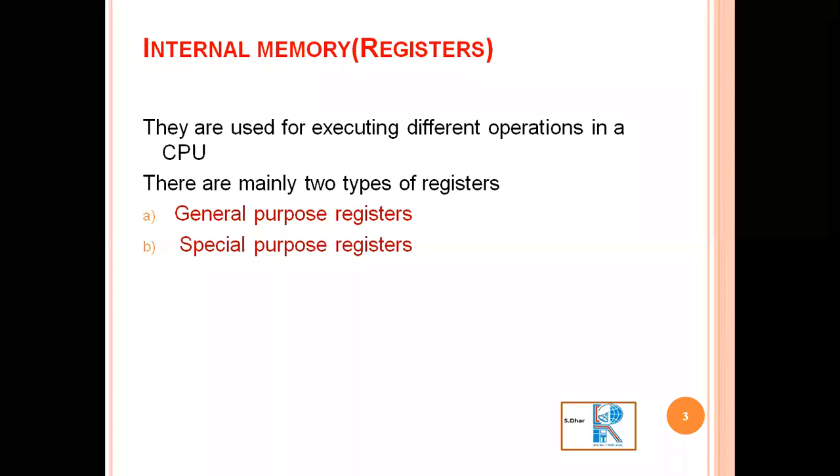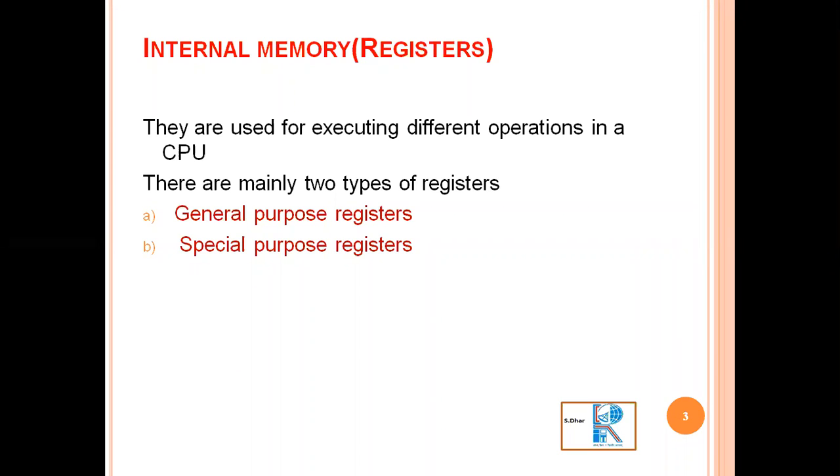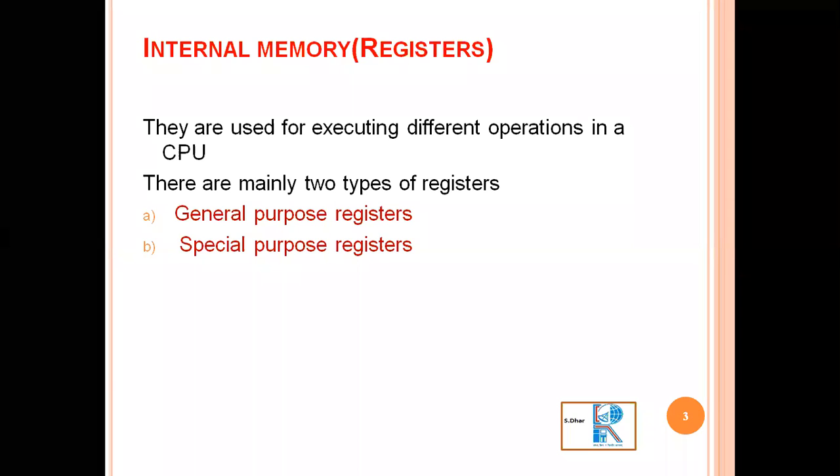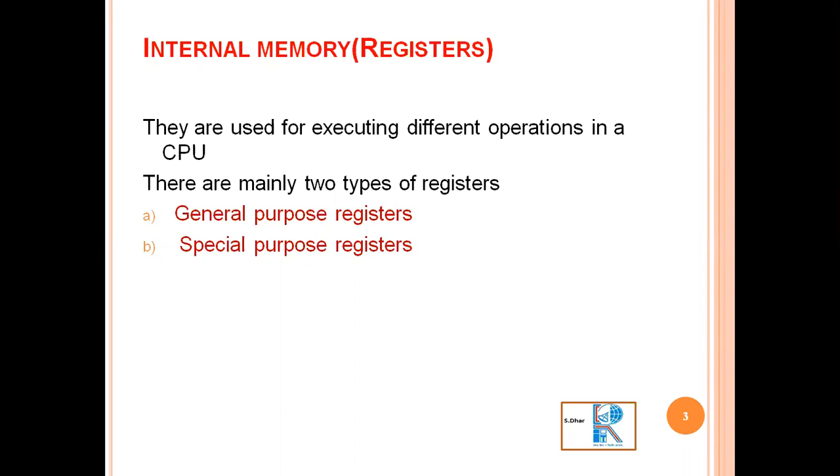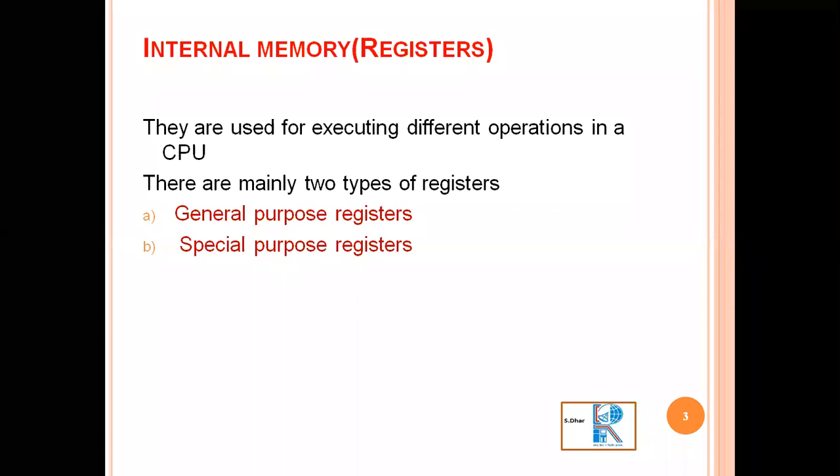Some examples are the program counter, that means the PC. What is the function of the PC? The function of the PC is to store the address of the next instruction to be fetched. Then there is another type of special purpose register, MAR, the memory address register, which stores the address of the instruction to be executed. Then comes the MDR, memory data register, which stores the data of the particular instruction. Then comes the IR, another type of special purpose register, which stores the particular instruction before decoding. So these are the special purpose registers.